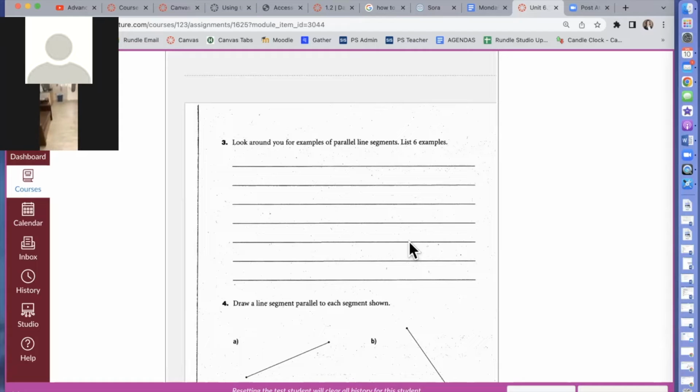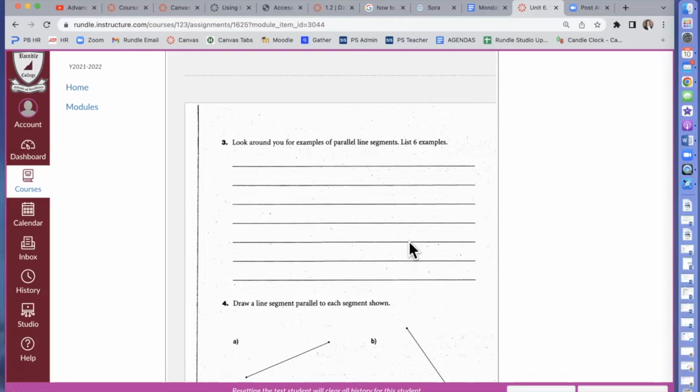Okay, so totally up to you what you want to put for your examples. Just make sure they're things in real life. I know on Friday we also talked about those things in our notes: railroad tracks, the yellow lines in the middle of the road, the lanes on a track, etc. So just think of some in your life.